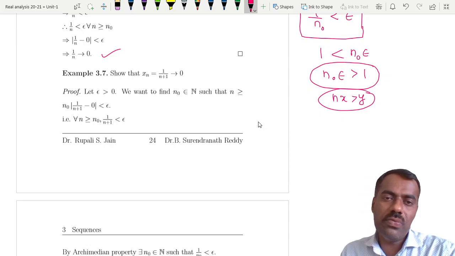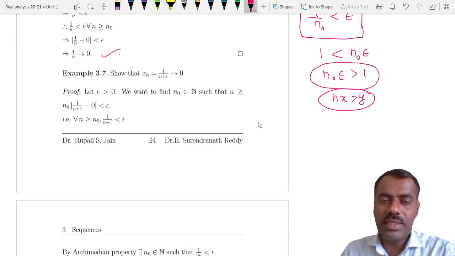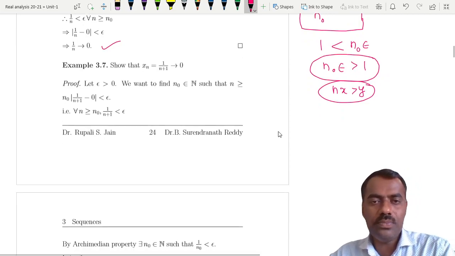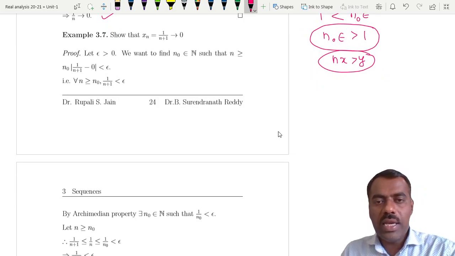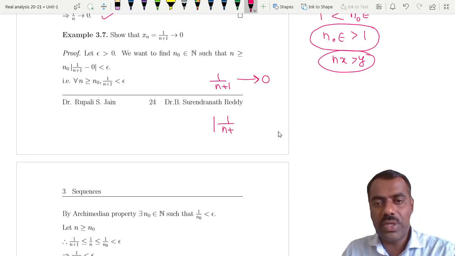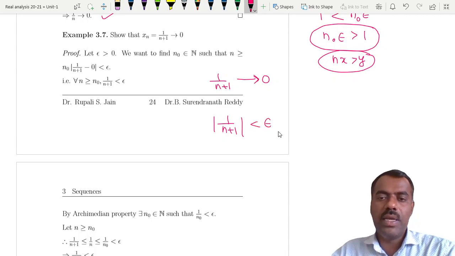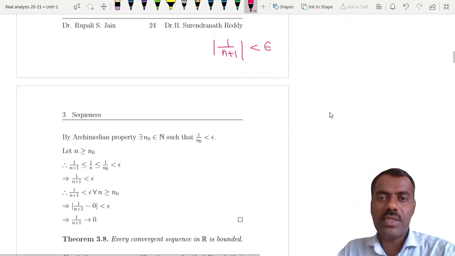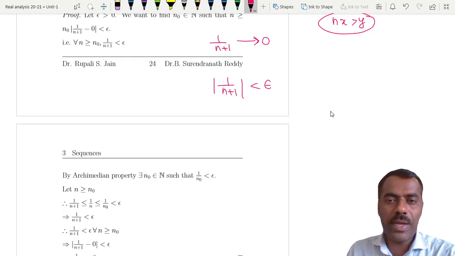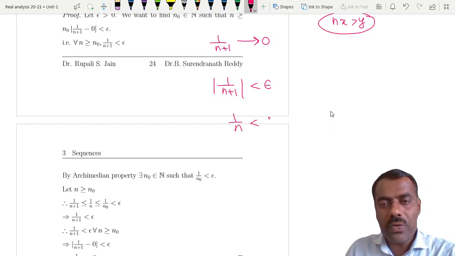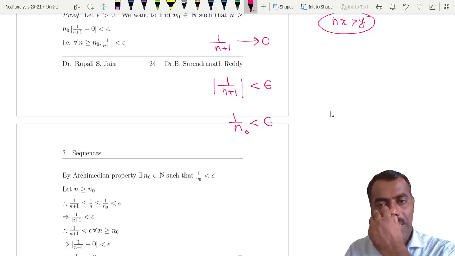Similarly, if we take 1 upon n plus 1, again you can check that this tends to 0. We want to show that the difference is less than epsilon, right? So here, instead of showing it for 1 upon n plus 1, we will again show that 1 by n naught is less than epsilon, right?